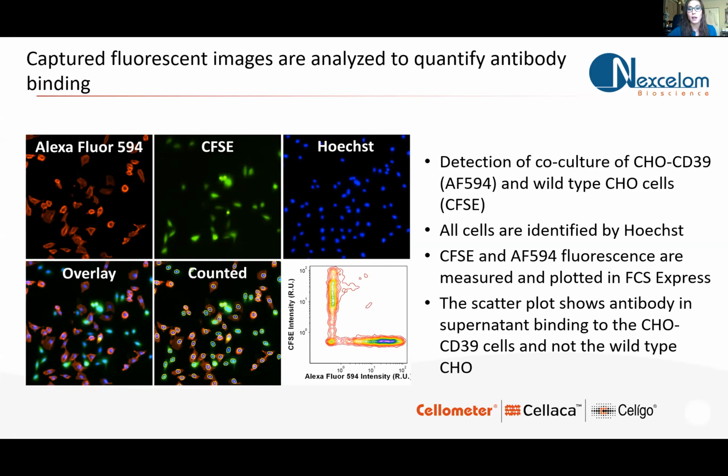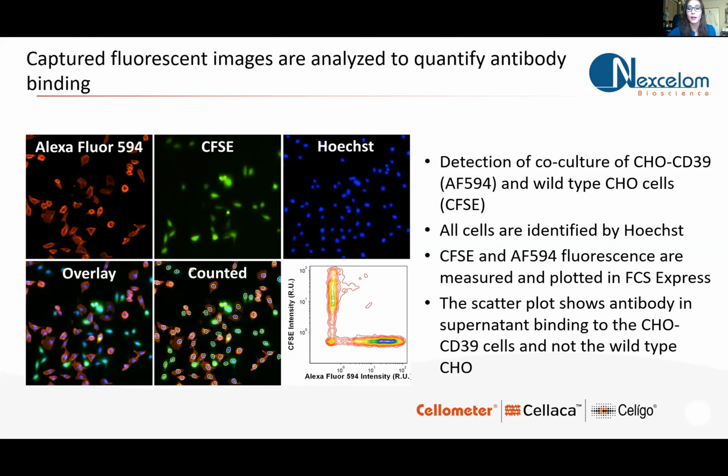So all of your cells here are labeled with Hoechst, so we're monitoring the sensitivity and specificity of the antibody against CD39 here. So then, of course, we monitor the scatter plot interface, and this is actually exported to FCS Express software.